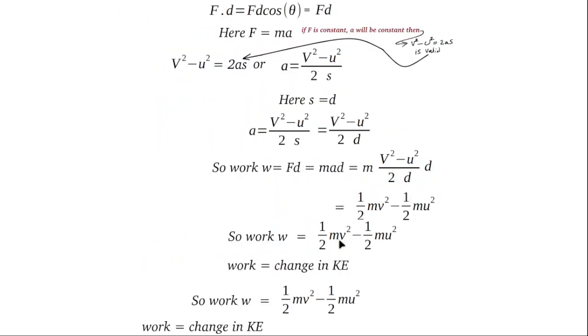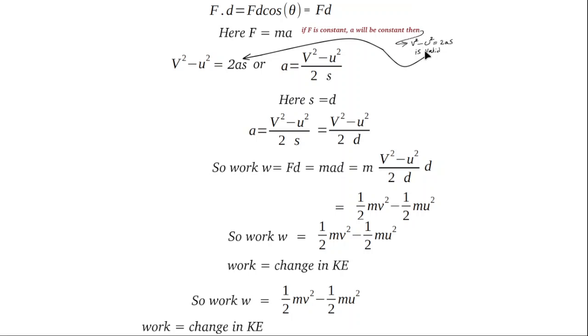Once you confirm that when the displacement and force are in the same direction, the definition of work results in force into displacement. Simply force into displacement if the force and displacement are in the same direction. But at the same time, let us apply Newton's second law. Newton's second law says that force is equal to mass into acceleration. And you know very well that if the force is constant, acceleration will be constant.